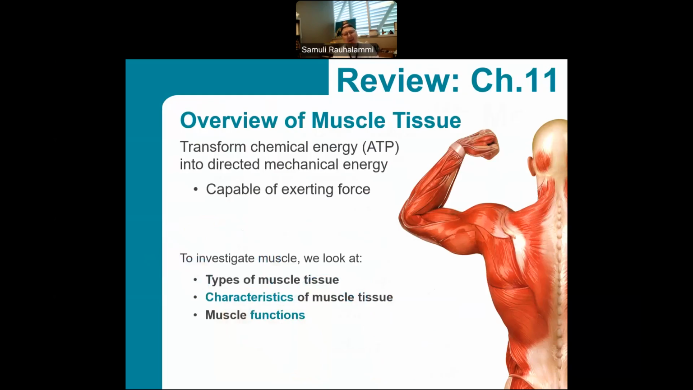As we're exploring this week's material, we will look at a few different aspects. We'll look at types of muscles. We'll talk about characteristics of muscle tissue. We'll also discuss functions of muscles. And that sounds like a pretty good plan for me as we're making a start.